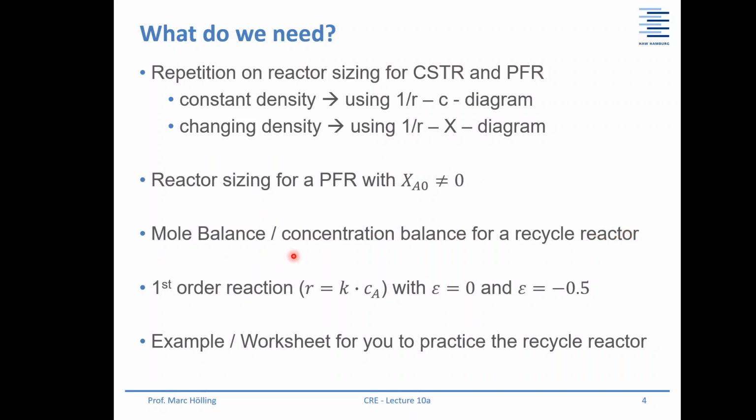To show you some examples, I chose a first order reaction, so very simple. The reaction rate is k times the concentration, and I decided to have a constant volume reaction, and this time it's a reaction where your density is decreasing, so you have a negative sign of your epsilon.